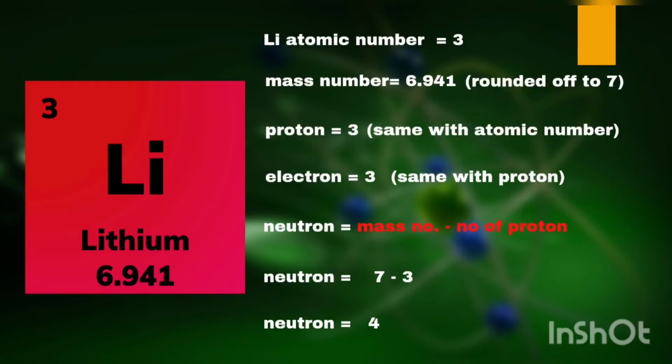Let us have this one. Lithium's atomic number is 3. Its mass number is 6.941. If we round it off, we have 7. The number of protons is 3 because it is the same as the atomic number, while electrons is 3 because it is the same as protons. For us to get the number of neutrons, 7 minus 3, then we have 4.